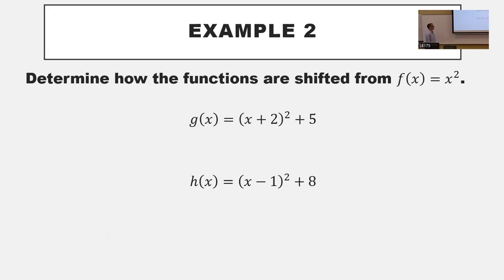So the first one, g of x, which is equal to x squared, (x + 2) quantity squared plus 5. That's a shift left 2 and up 5. You see that? So it's a horizontal shift left 2 and a vertical shift up 5.